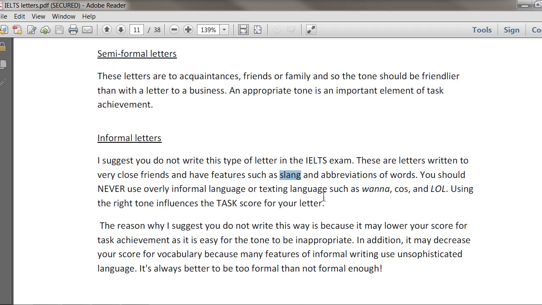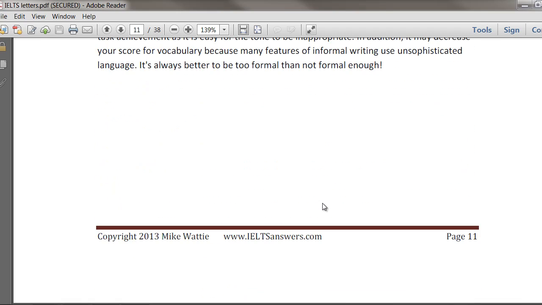For instance, don't write a letter to your neighbour and tell them you're pissed off with them. That's totally inappropriate, and your score could be lowered for that, under task achievement. So you could say you're bothered by them, but don't say you're pissed off. It's a kind of dirty slang, and it's inappropriate. Don't use that in the speaking test as well.